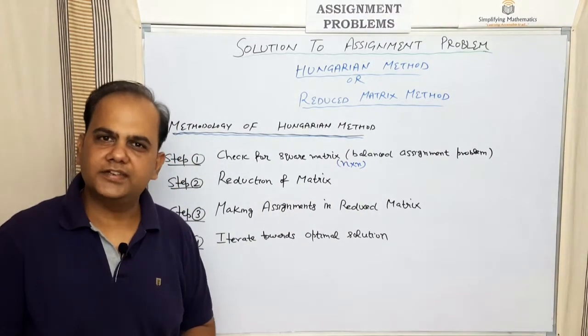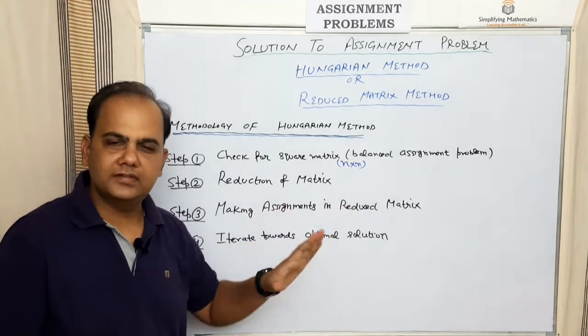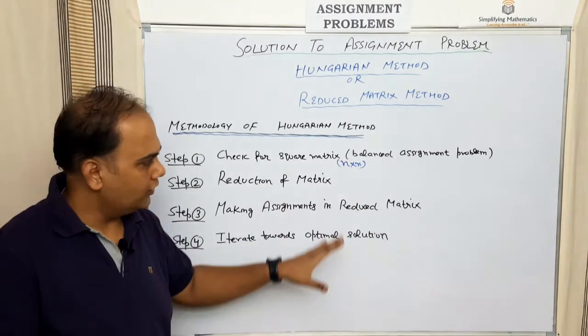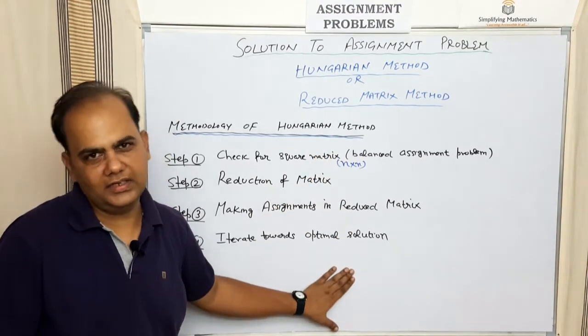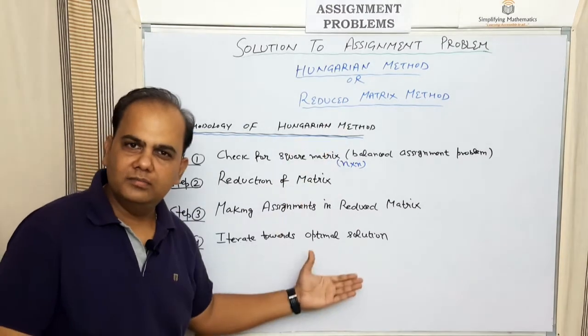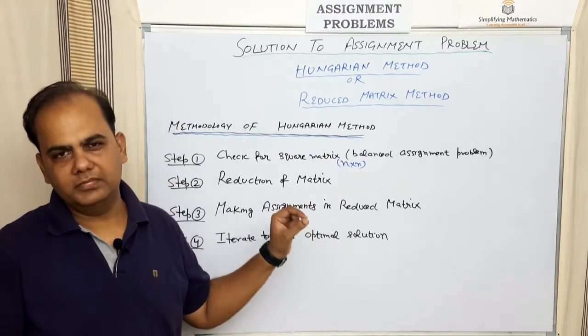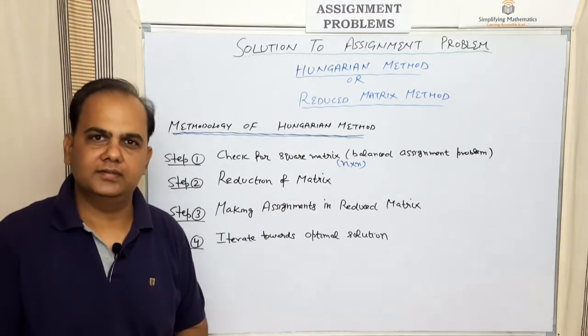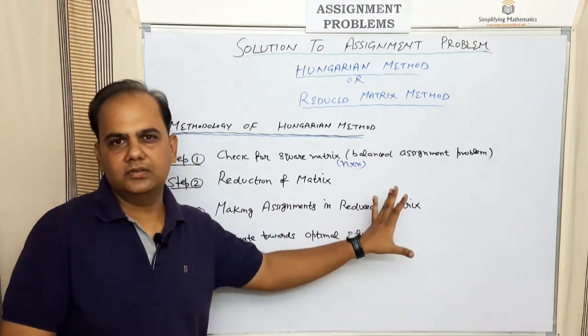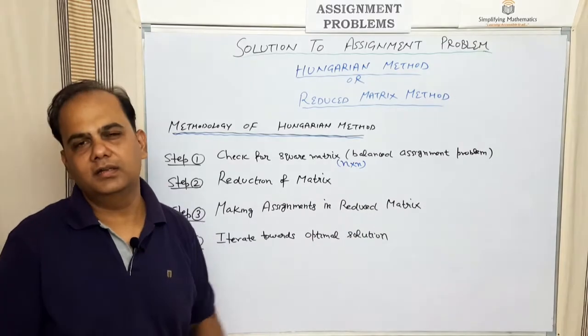The detailed step-by-step methodology of each step is given in the next slide. We'll take some numerical problems and apply this Hungarian method on them, so then you will be able to understand the meaning of all these steps. We'll explain it with the help of some numericals. First of all, you should all go through the methodology. The same methodology we are going to apply in the numerical problems.